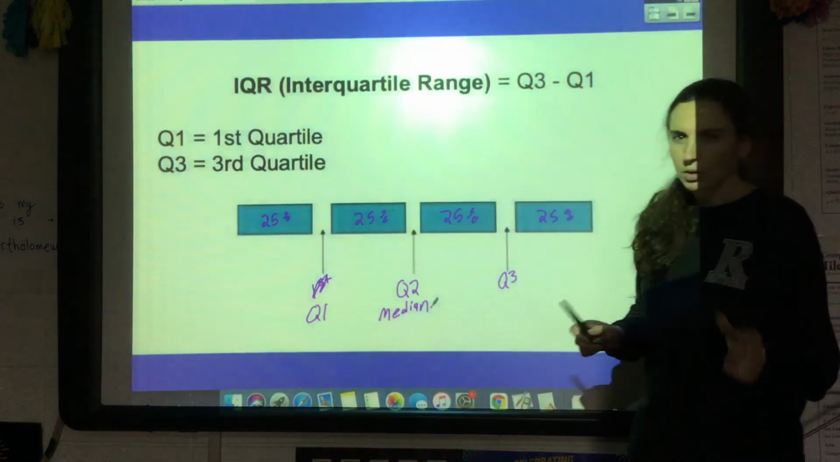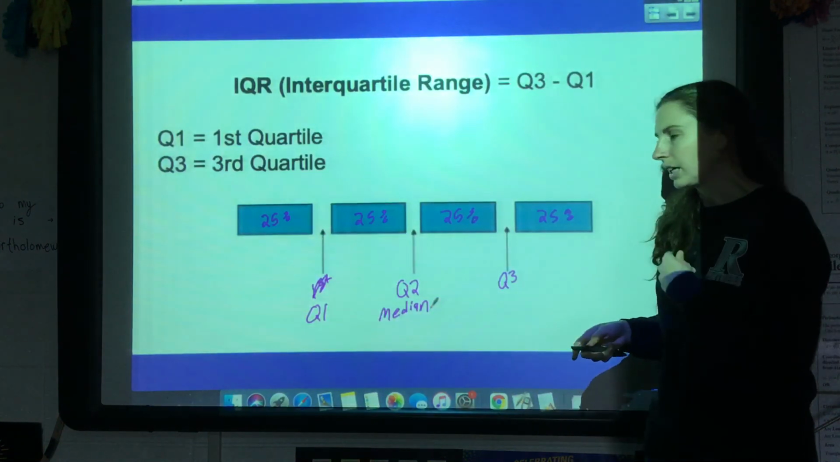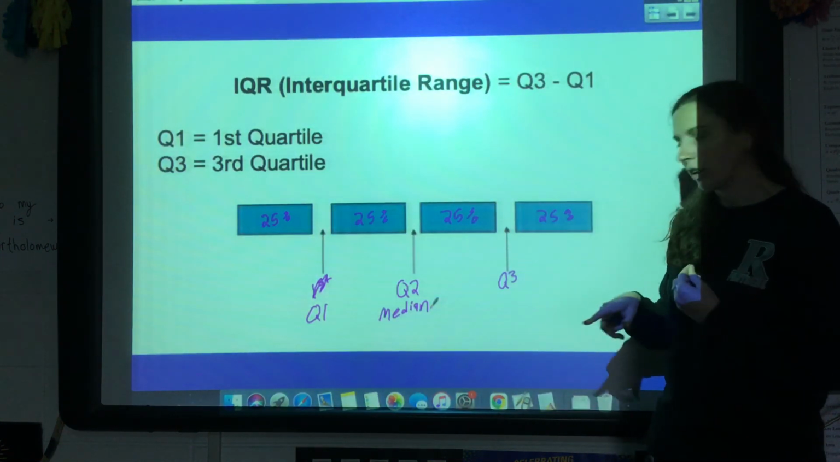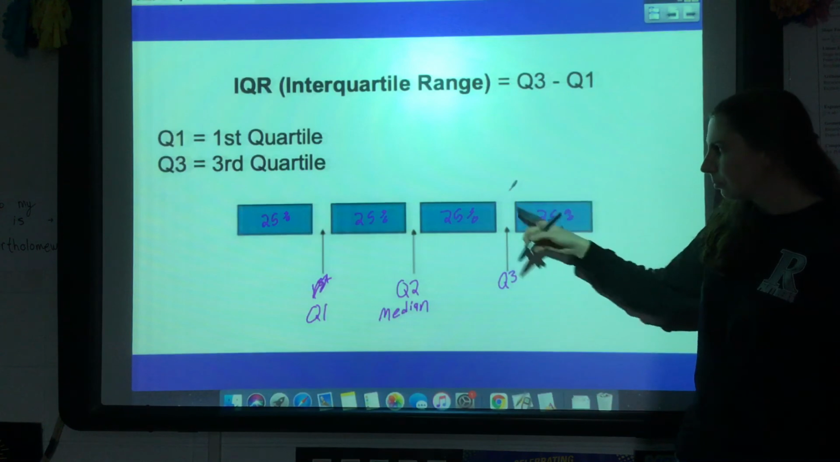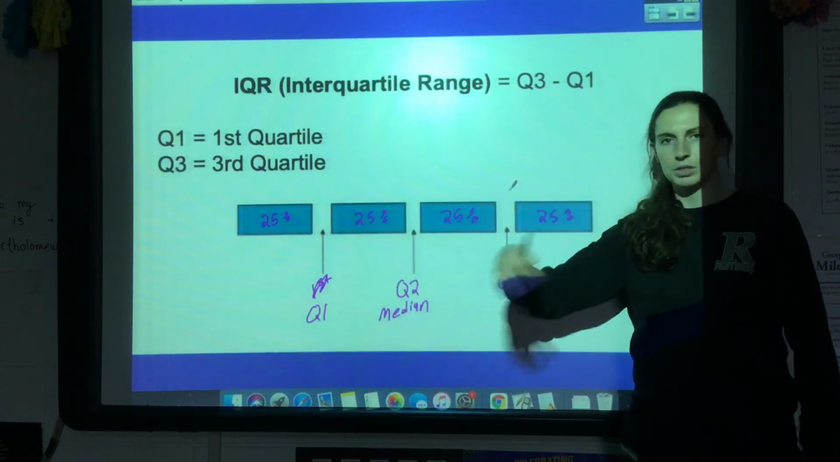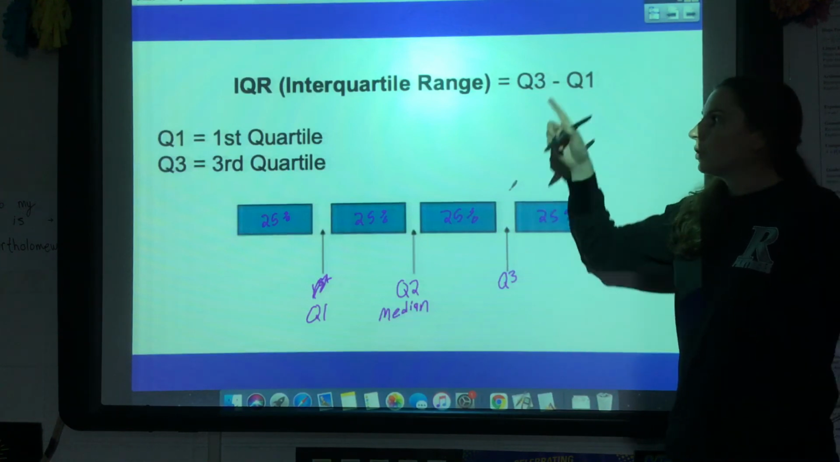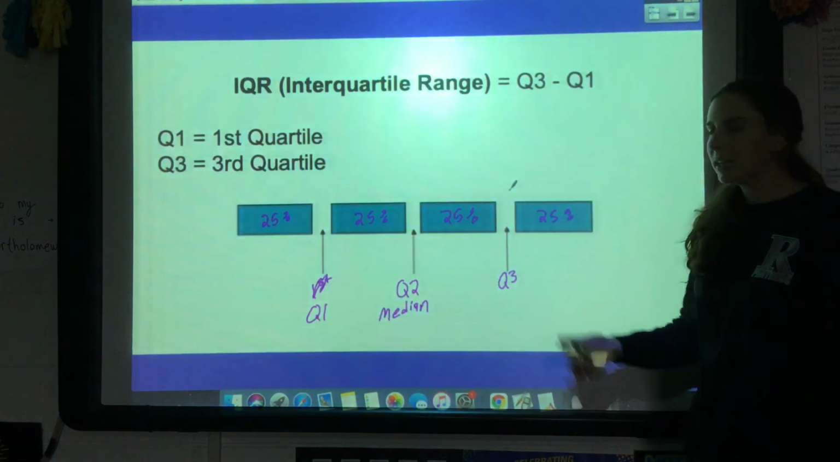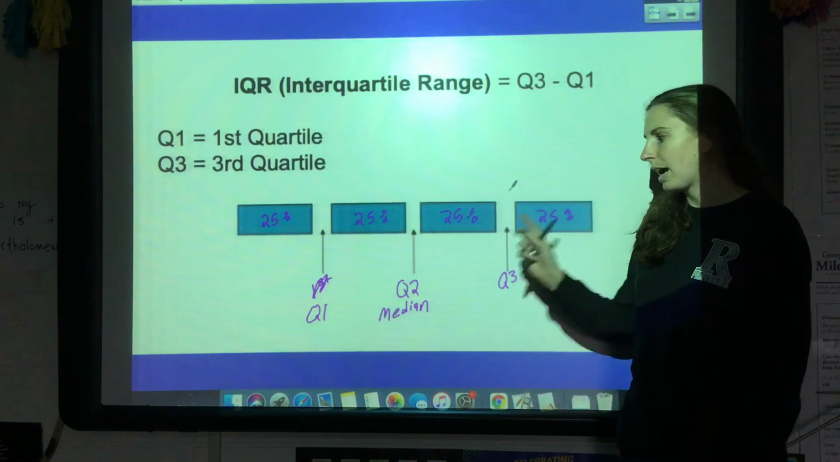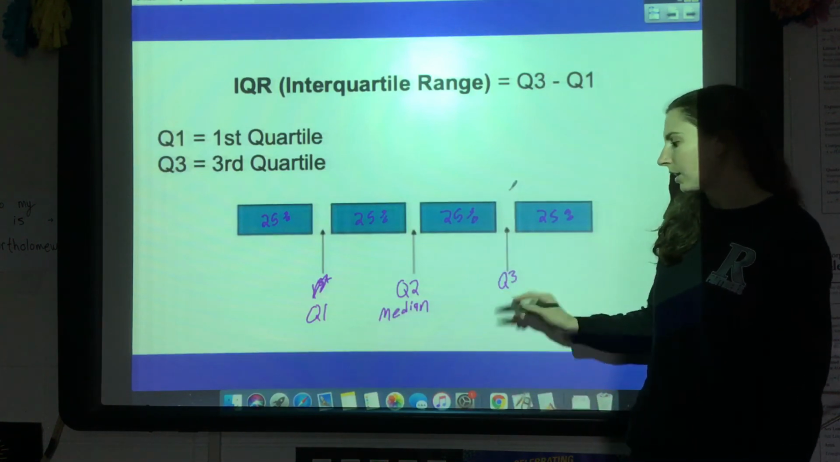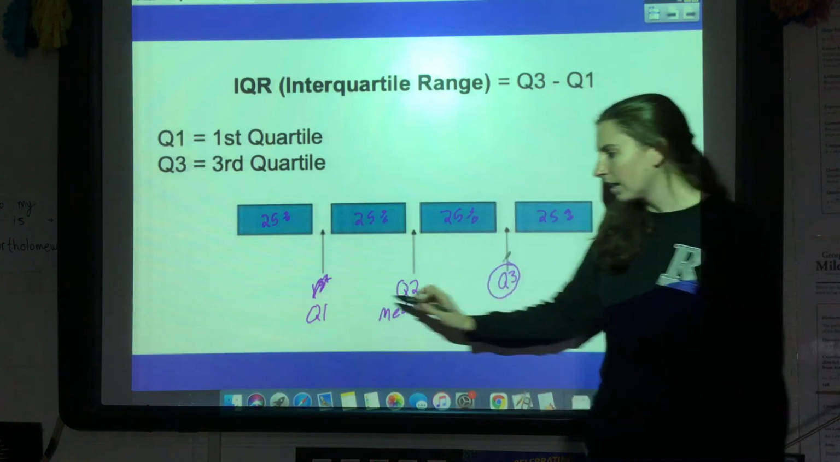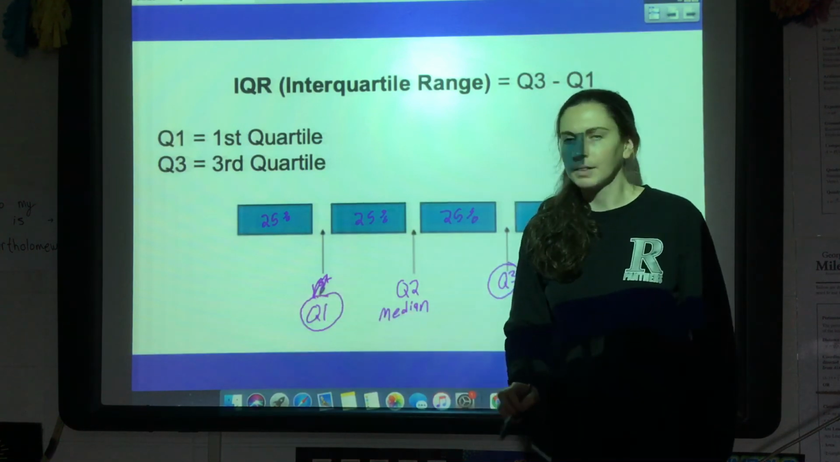Sometimes when you get test scores back on standardized tests, they'll say you were at the 75th quartile, which would be right here, meaning you scored higher than 75% of everybody. All right, so the interquartile range is basically the same as the range. You just do max minus the min, but with the quartiles. So you do Q3 minus Q1.